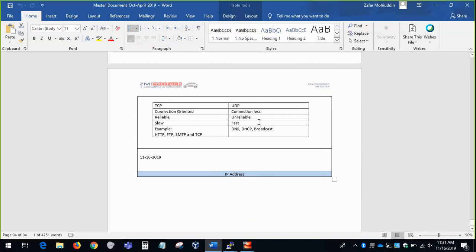TCP is reliable, UDP is not reliable. The problem with TCP is that it is slow because it has to establish the connection and all. UDP is fast. It doesn't care if the connection is established or not. Examples of TCP are HTTP, FTP, SMTP. We will configure all of this during the class later on. And UDP examples are DNS, DHCP, and broadcast. Don't worry about what all this means, we're going to go through that here.